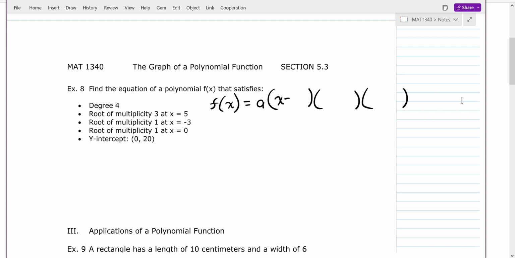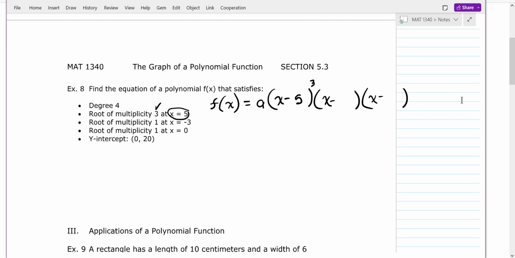Okay, so if you did that last problem correctly, the only difference with this is I didn't give you a graph. I just gave you all this stuff anyway. Okay, so what we're going to do on this then is we have a root of 5. One of the zeros is going to be 5, so that goes there. Its multiplicity is 3, so that goes there.